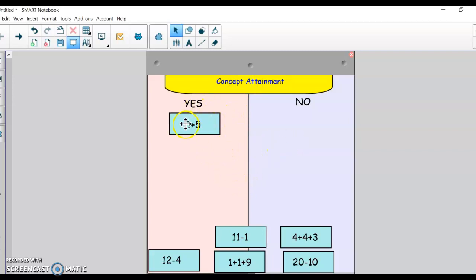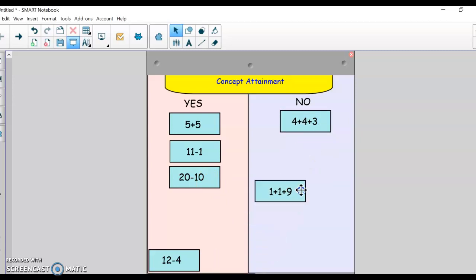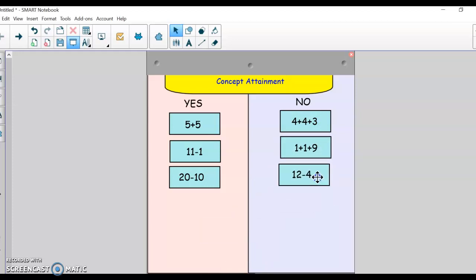So right now under yes I have 5 plus 5, and then under yes I also have 11 minus 1, and then I also have 20 minus 10. And then over on the no column, I would put 4 plus 4 plus 3, 1 plus 1 plus 9, and 12 minus 4.